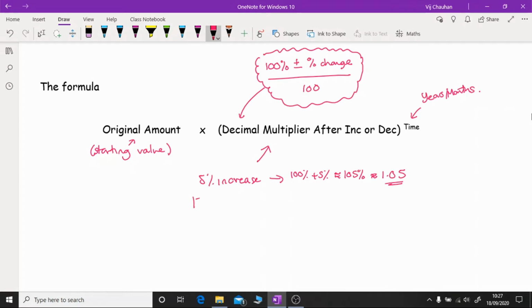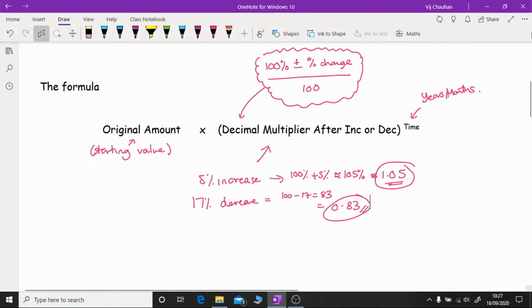If I'm looking at a 17% decrease, then my decimal multiplier would be 100 take away 17, which is 83, and that as a decimal would be 0.83. So again, it's a case of making sure that you've got the right decimal multipliers based on whatever percentage you are increasing or decreasing. Now, if that makes absolutely no sense to you at all, hopefully it does when we go through some examples.